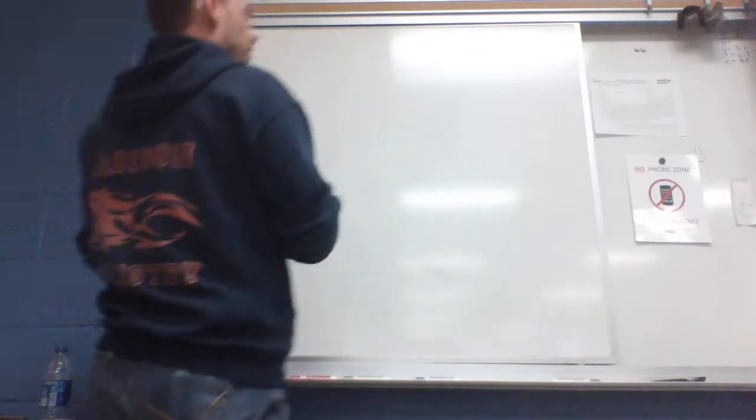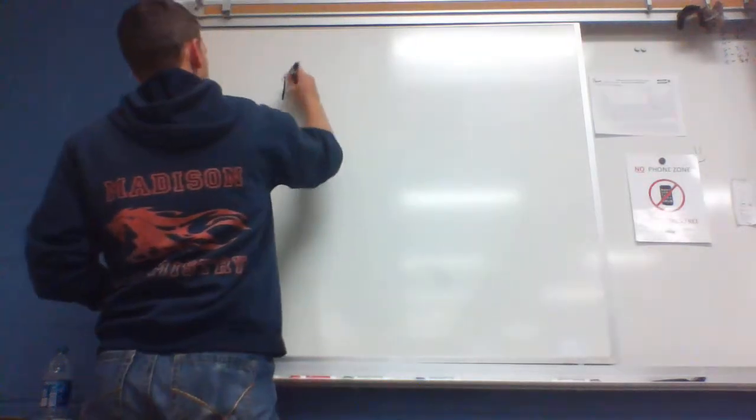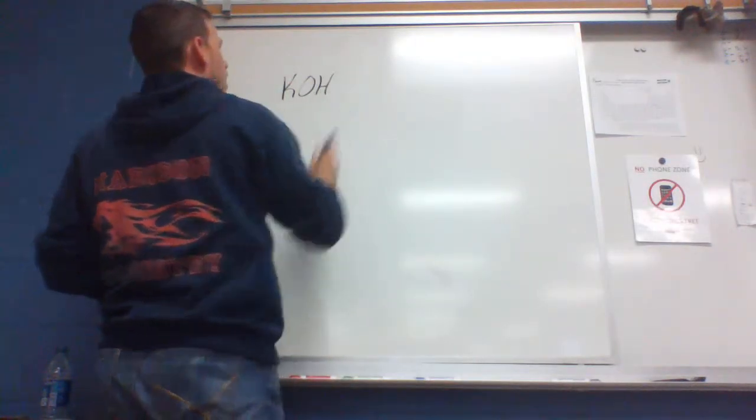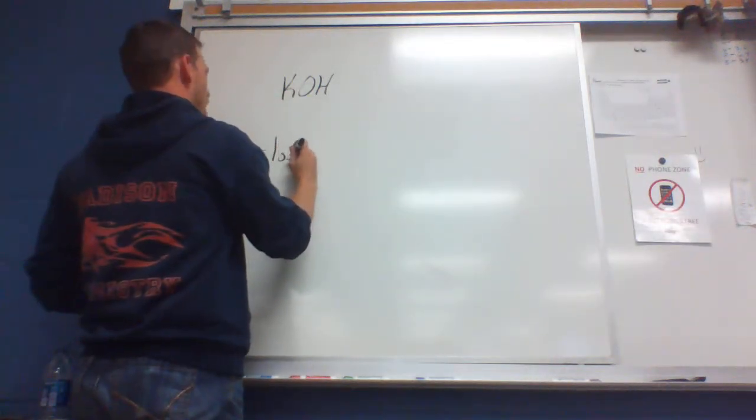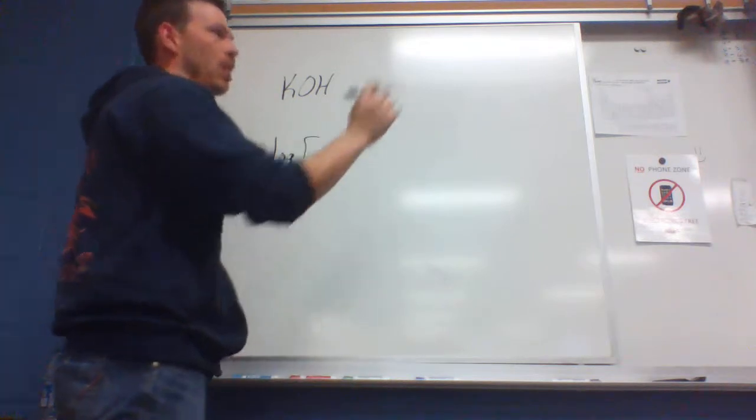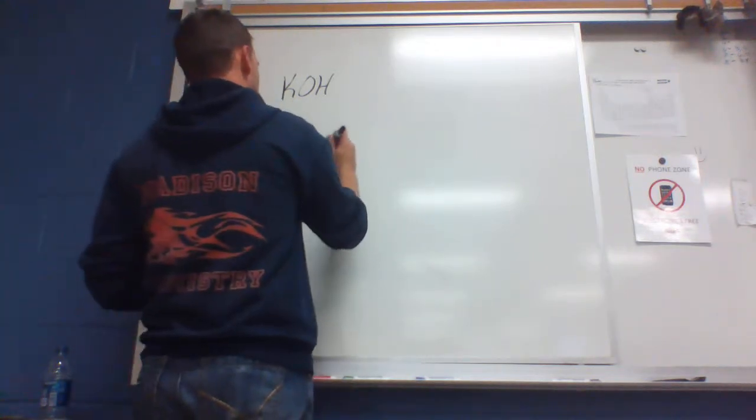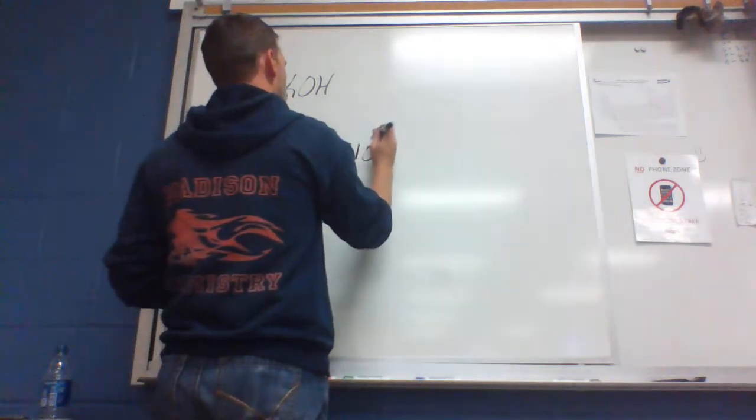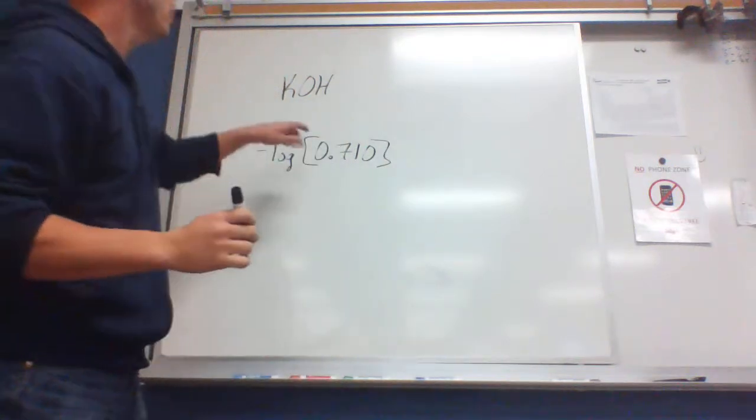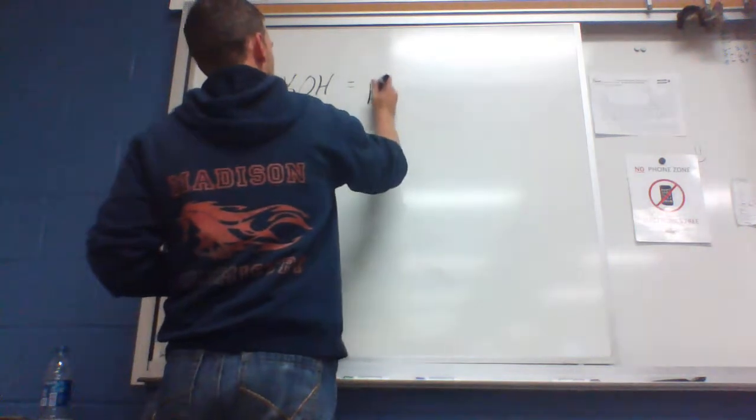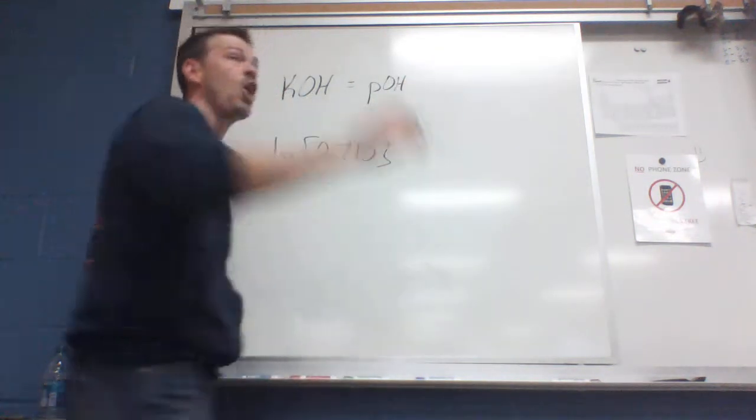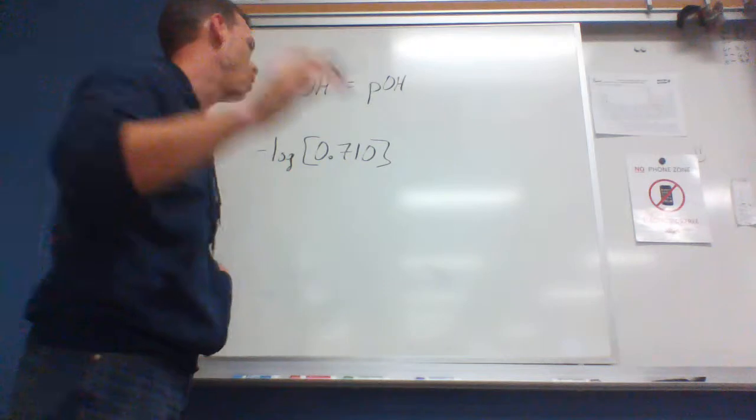The first one, it's talking about KOH. Again, strong. So I'll just need to find the negative log of the concentration. The concentration that it gives me is 0.710. However, I know that the negative log of a base like this is going to give me a pOH, which is not what the problem wants.